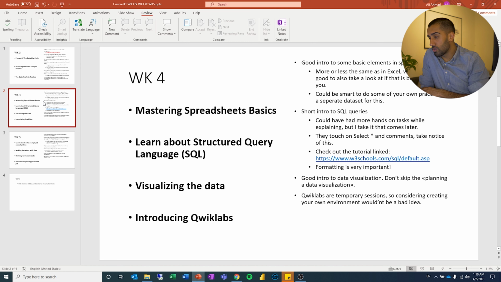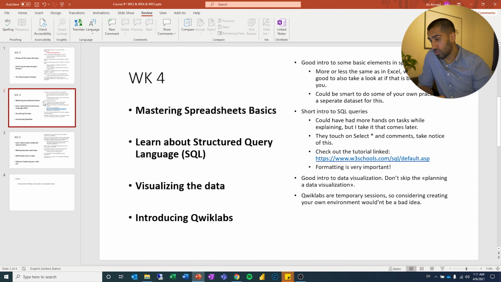Once again, good intro to some basic elements in the spreadsheets, more or less the same as an Excel is what I've written. If you've never looked at Excel and this is the first time you're looking at a spreadsheet, you definitely want to look at Excel also, not only Google Sheets. It could be smart to do some of your own practice on a separate data set for this. That is because the data set that they used for this, I think you did some small things. You do some average and some very, very basic stuff. So if you have the possibility to take out a data set, try some formulas, try some functions, try and do some stuff on your own also.